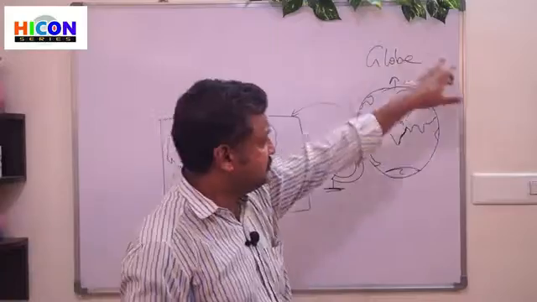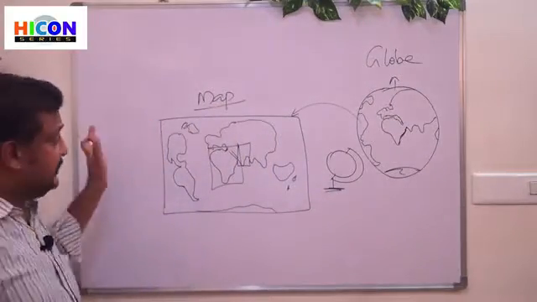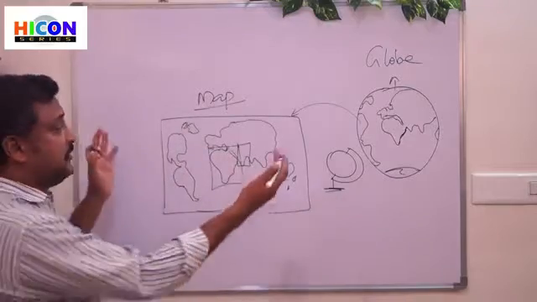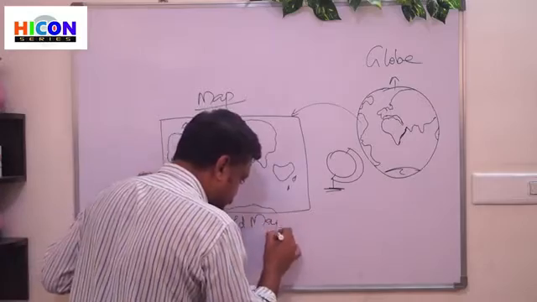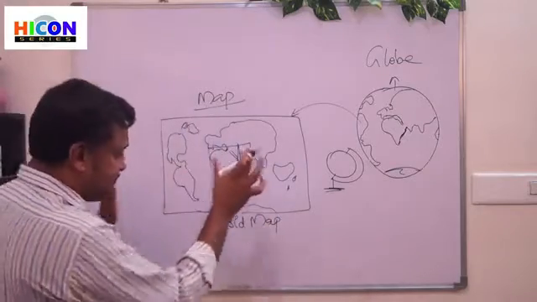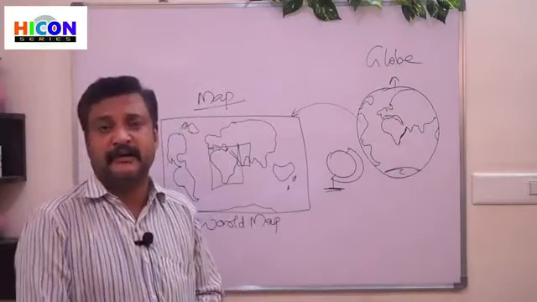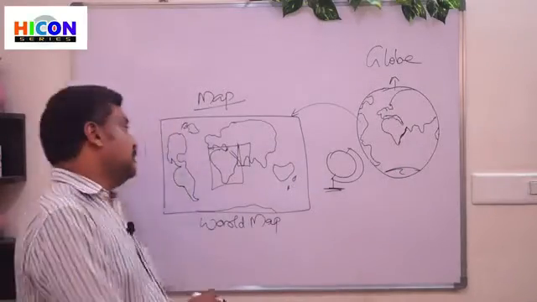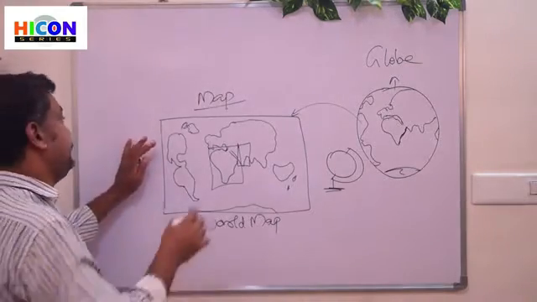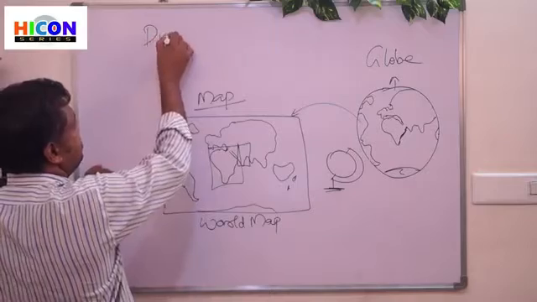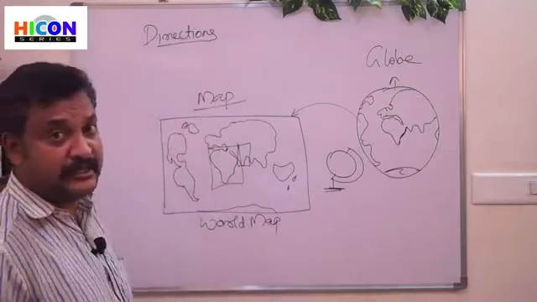The entire earth will be there on the globe, but when it comes to maps, we can use either the entire map. If the entire globe is printed on this, that is called a world map. If only India is printed as a map, then we call it a map of India, or the India map. Clear? Now, if we have to understand this globe or this map, we need to know one thing, that is directions. We should understand directions.